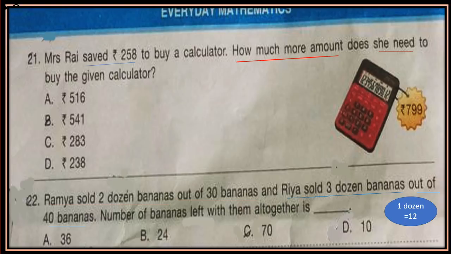Next question. Ramya sold 2 dozen bananas out of 30 bananas, and Riya sold 3 dozen bananas out of 40 bananas. So number of bananas left with them altogether is, so calculate first how many bananas are left with Ramya and Riya, and then calculate how many bananas are left with them altogether.